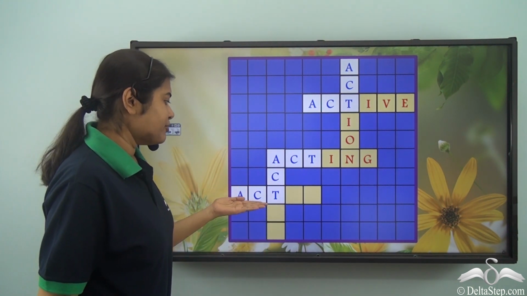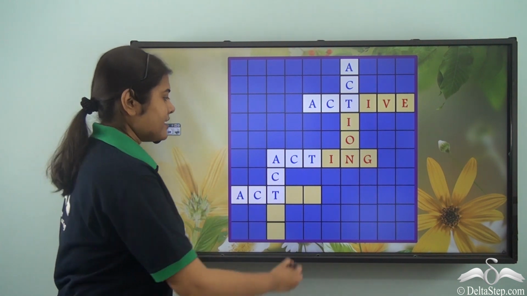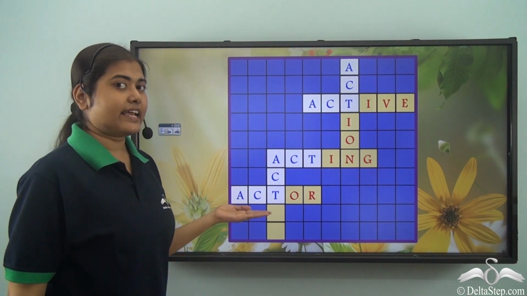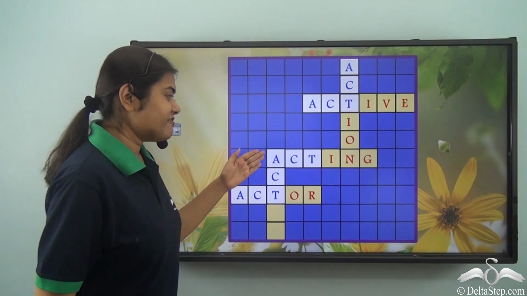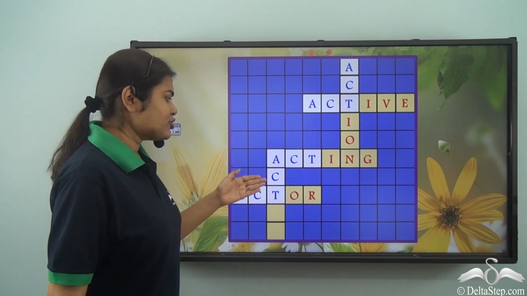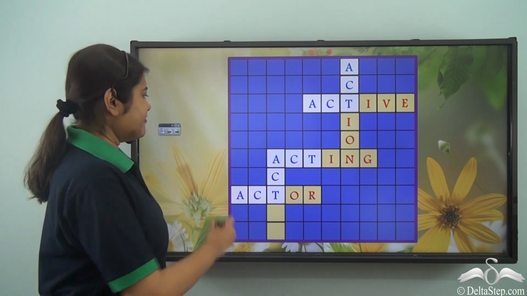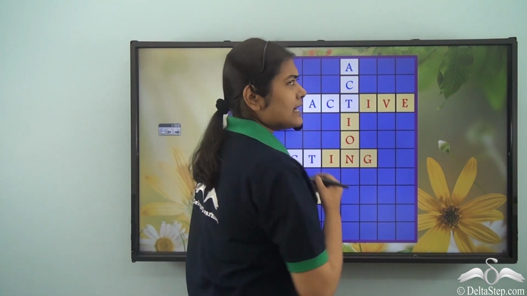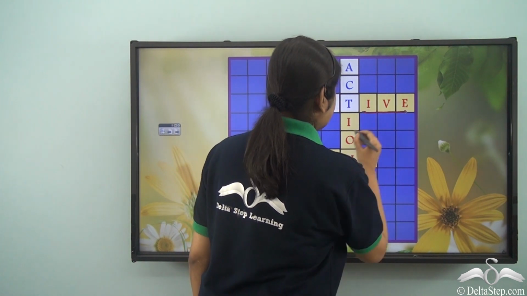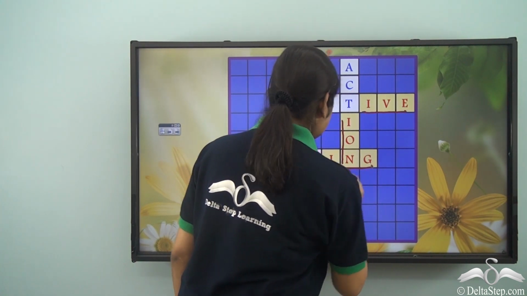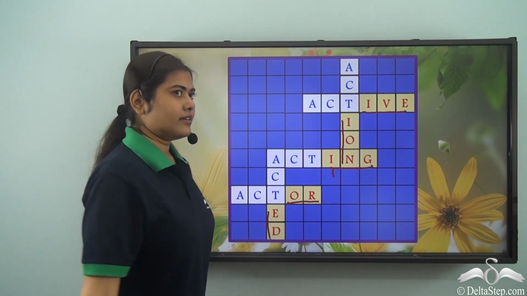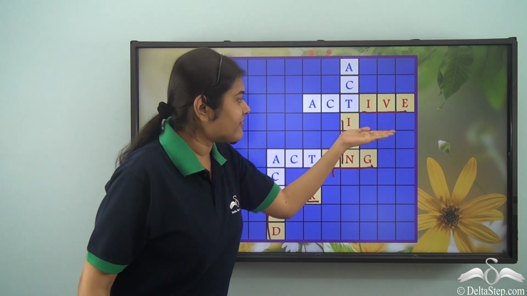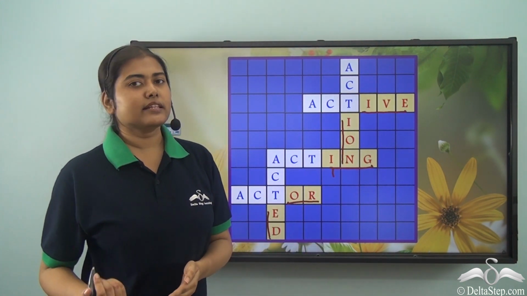Well, I am going to make it ACT and then OR. So, I get actor. Now, finally, I am left with this one. So, I am going to add ED to it and form acted. So, you see, we have used a set of letters like IVE, ION, ING, OR and ED, and we have formed new words. All these groups of letters that we have added have a special name in English language.